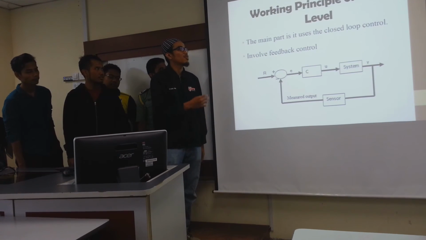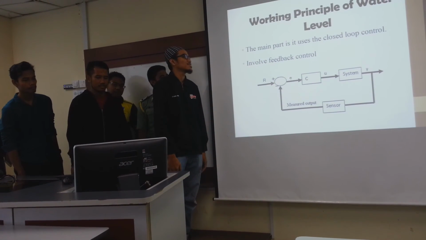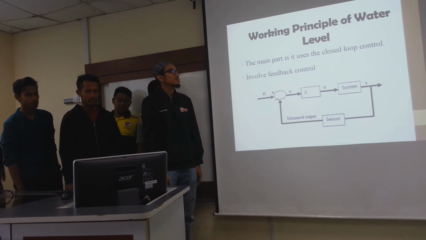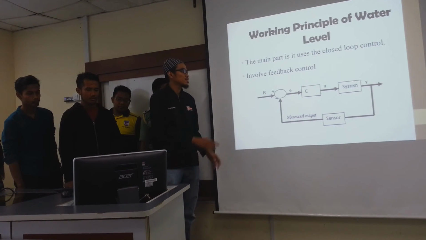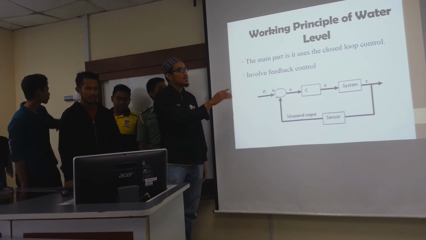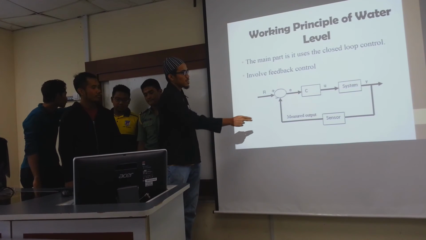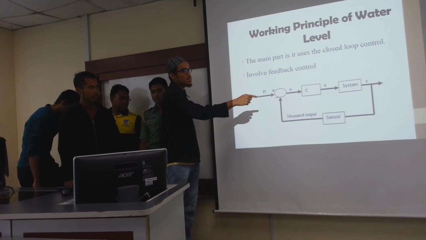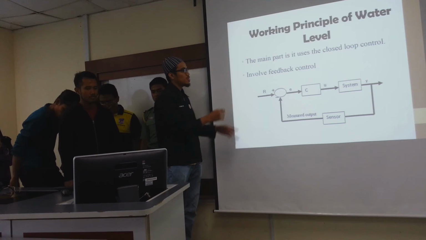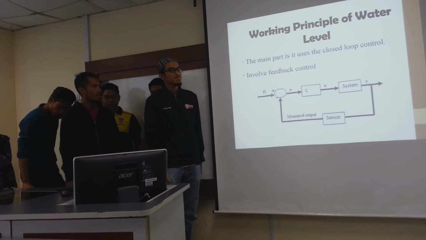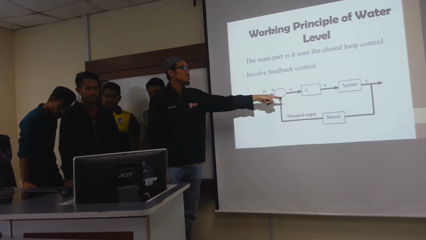It differs from open loop control, which doesn't have any sensor. So it also involves feedback control. You can see when there is some error, we go back and the sensor will compare the value to the set point. Then we correct the value to the controller.